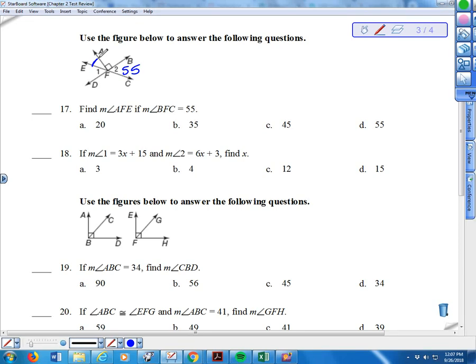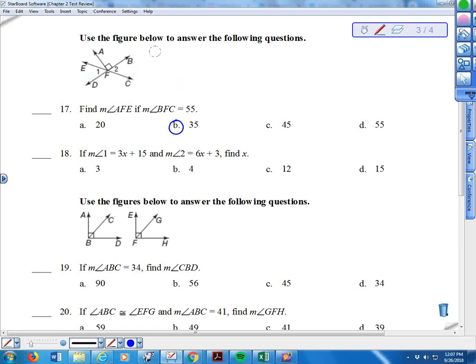So you said add 90 to 55, so 145. Or the vertical angle is 55 right there. So 90 minus 55. That's the faster way. So 35. Either way, you would have gotten 35. It's always nice to find the fast way, though.